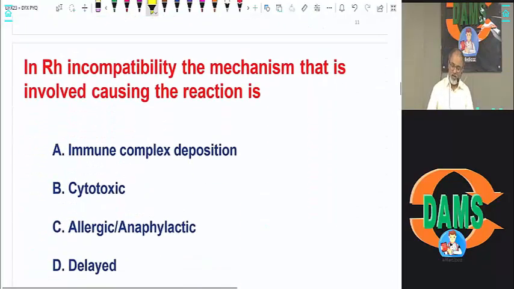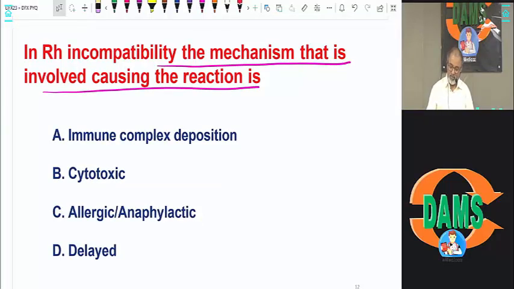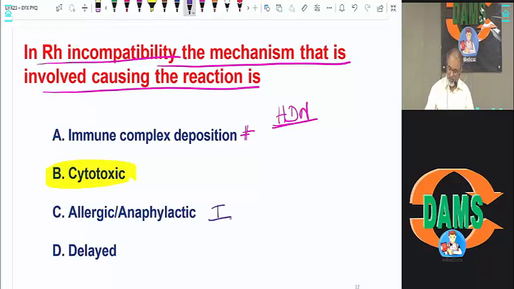Next is Rh incompatibility. What is the mechanism involved causing the reaction? Immune complex is not for Rh incompatibility. Rh incompatibility, hemolytic disease of the newborn, comes under type 2 hypersensitivity, cytotoxic. Allergic is type 1, delayed is type 4, immune complex is type 3, this is type 2. HDN comes under type 2.